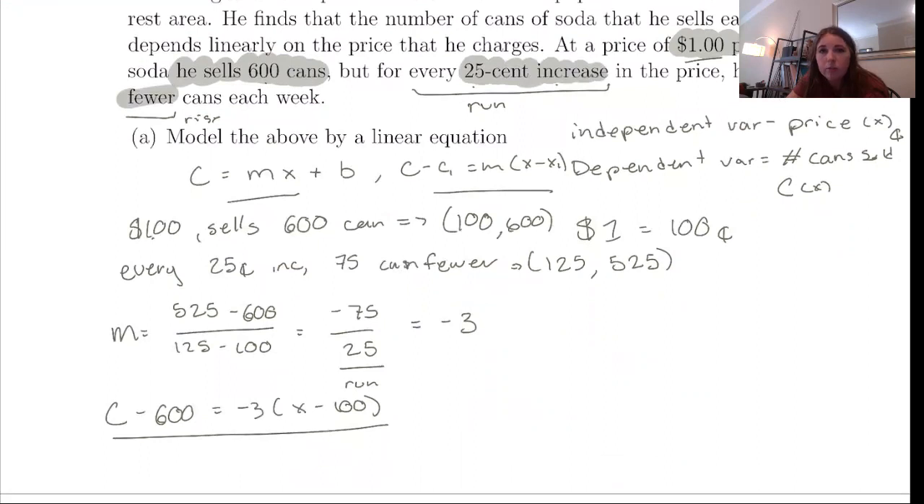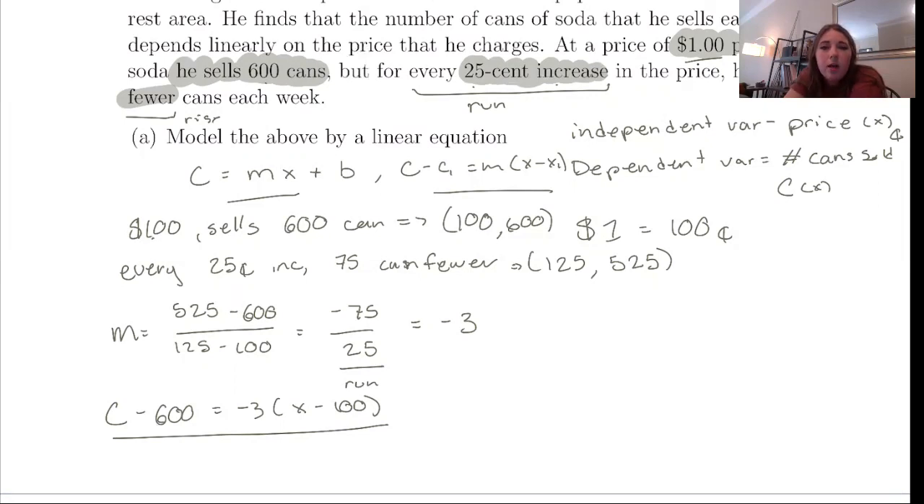So for a linear model, we need, Duke, come here. Slope, and we need our y-intercept, right? So m and b. So we found m by finding 2 points. We were given $1. We chose to do things with cents. So 100 cents gave us 600 cans. And then, I'm so sorry that he's whining so much.